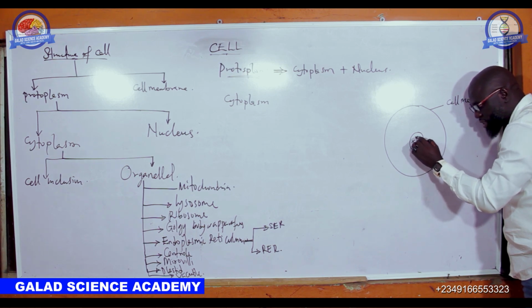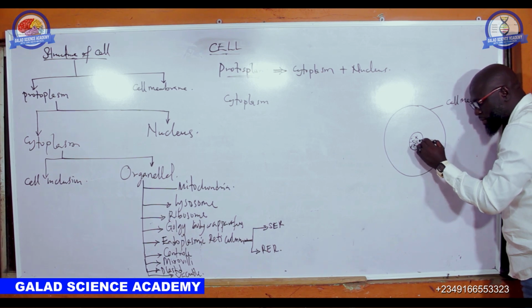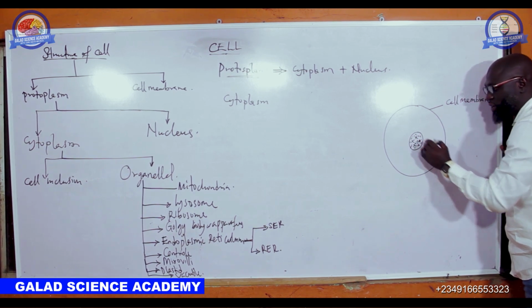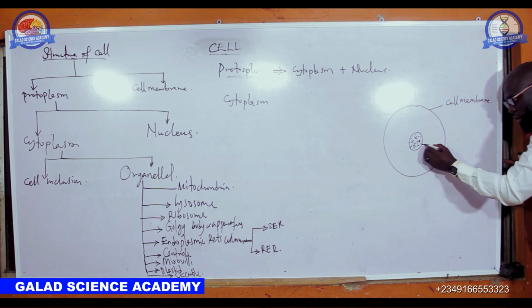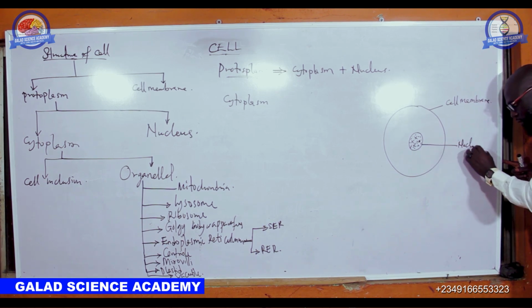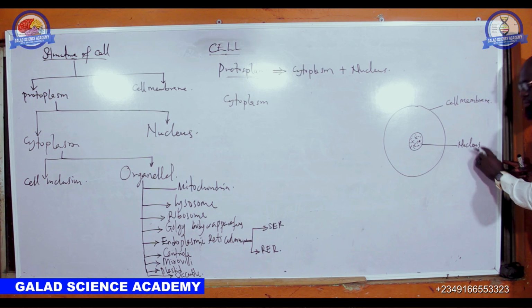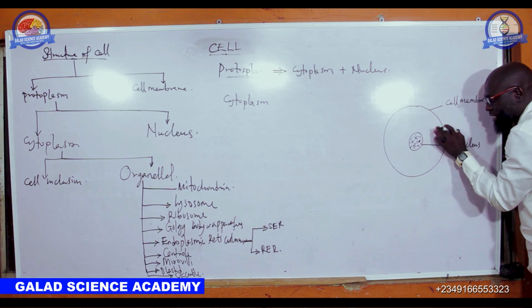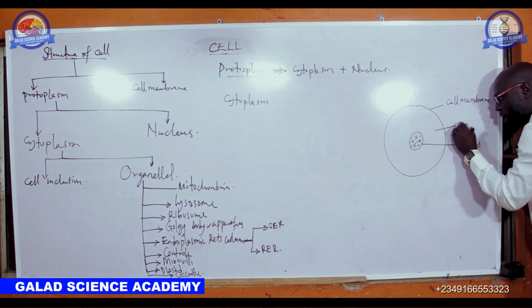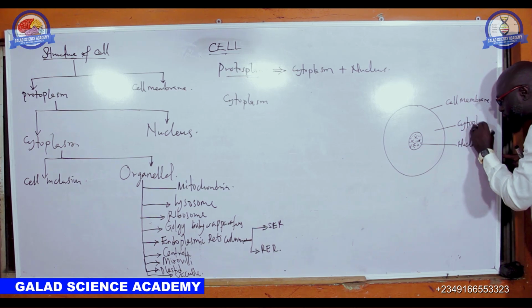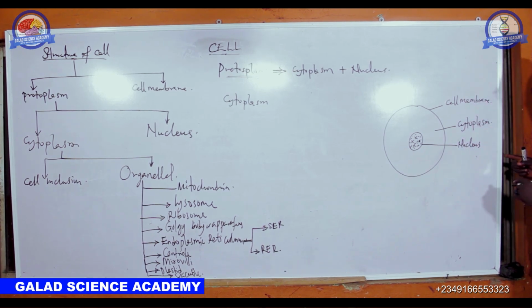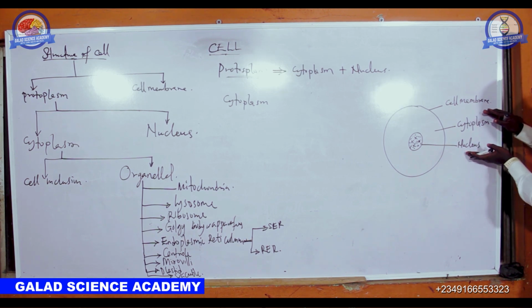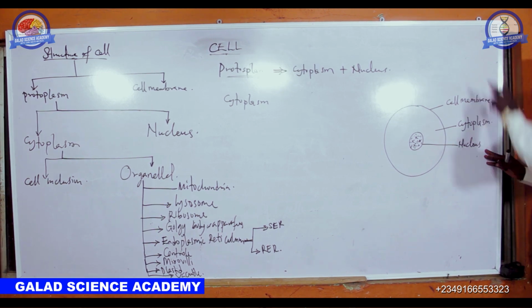But at the center of this cell, we have what we call the nucleus. We have the nucleus at the center of the cell. So the space between this nucleus and the cell membrane is the one that we call cytoplasm. Are you with me? For this cytoplasm and nucleus together, we call it protoplasm.